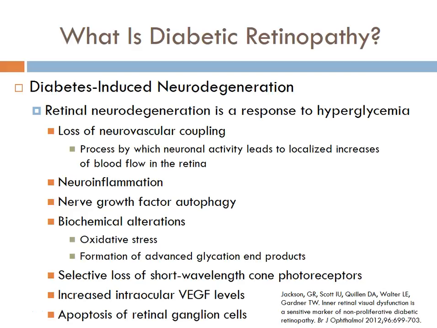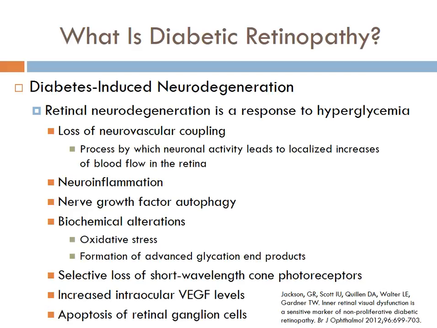So when you have diabetes, part of the retinal neurodegeneration is that the patient can have a loss of neurovascular coupling. Well, I didn't know what that is up until a couple of months ago, and now I know that it's a process by which neuronal activity leads to localized increases in blood flow in the retina. So basically, as the retina starts doing stuff, the blood flow increases to support the increased metabolic demand. It actually makes sense. It's pretty easy to understand, and they call it neurovascular coupling. And when people get diabetes, that process gets messed up.